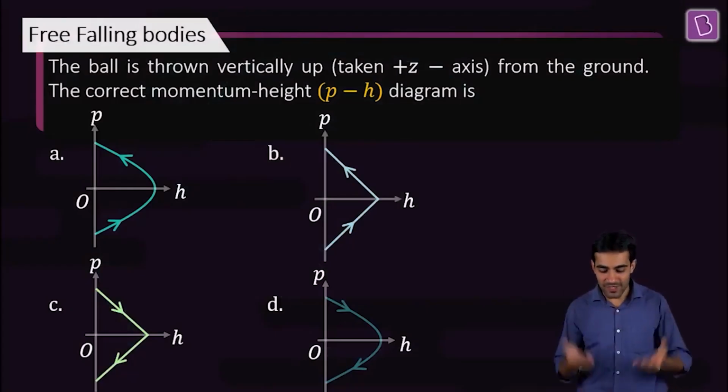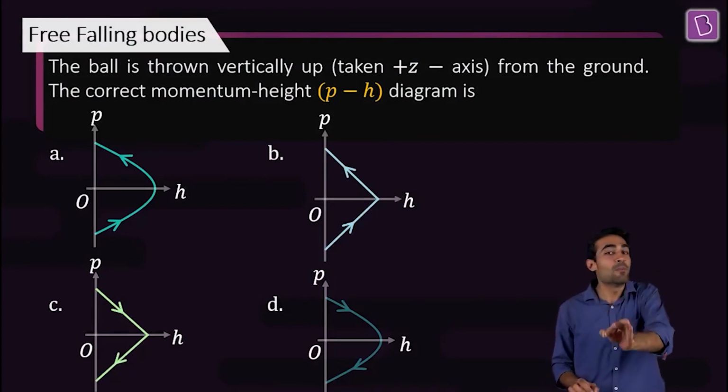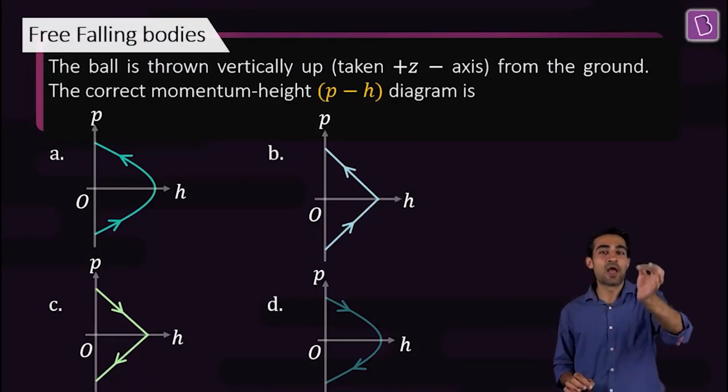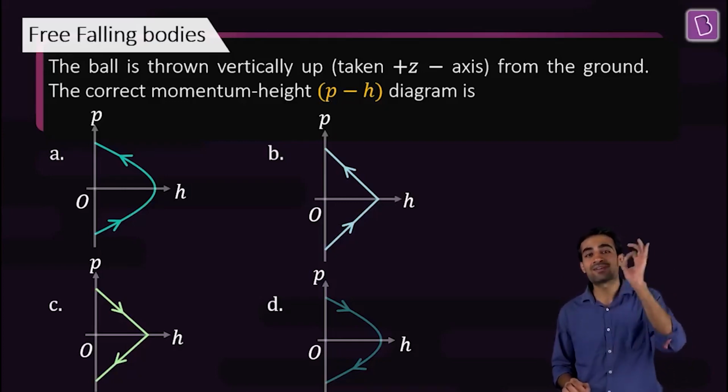A ball is thrown vertically up from the ground. The correct momentum height diagram is... So we have four graphs between momentum and displacement, or the momentum and height, and we have to choose the correct graph.